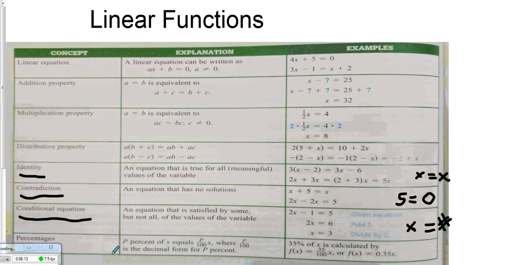Last thing is just kind of going over percentages. I'm not really sure why they added this in there, but again, this is just how you find a percentage. If you want a percent of x, you put that percent over 100 multiplied by x. So 75% is like 75 100ths of whatever number you're getting.